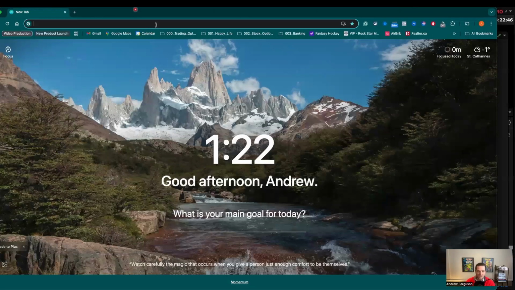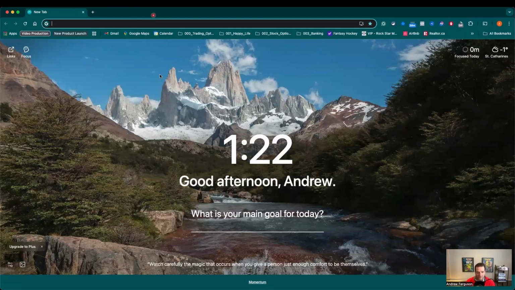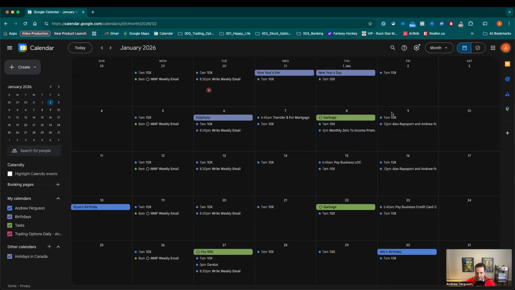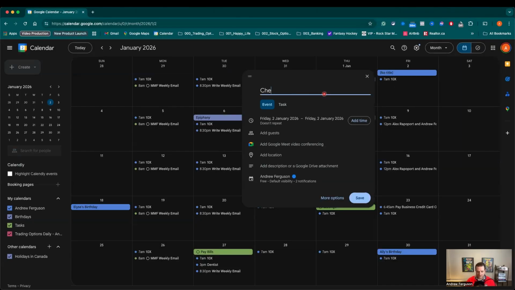So I'm going to open up a new tab in Google, go to my calendar, go to January 2nd. And on January 2nd, which is right here, I'm just going to write: check SPY options trade. And click save. And that's all we got right now. We just sit back and wait for 31 days to go by.